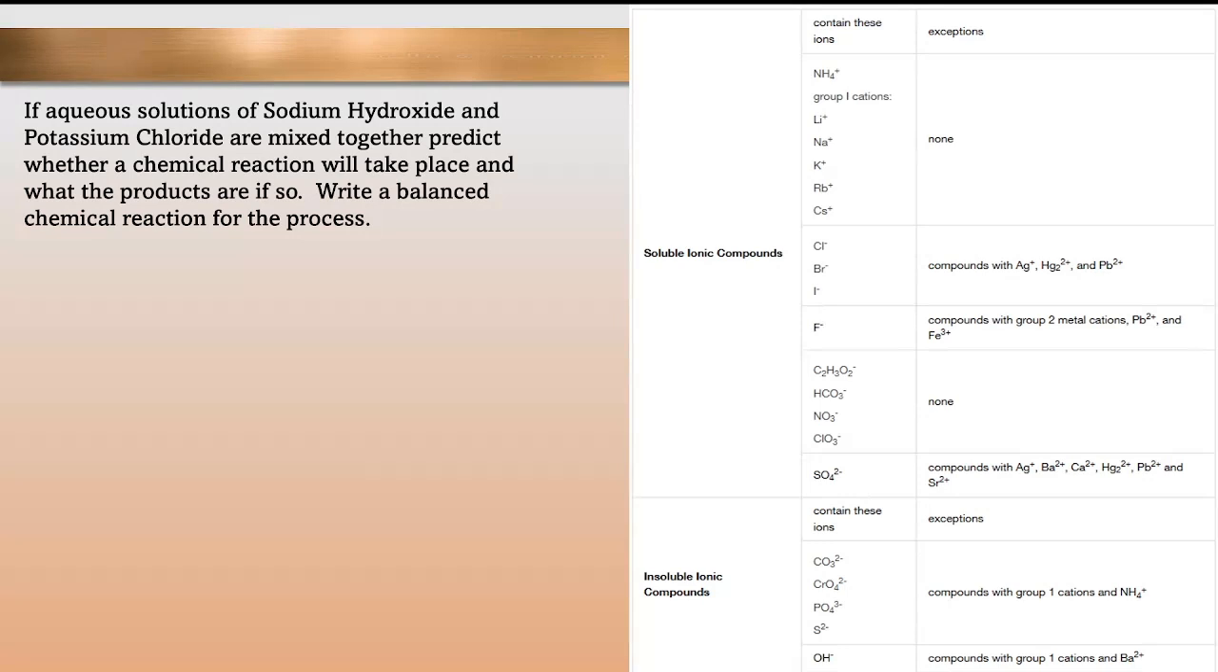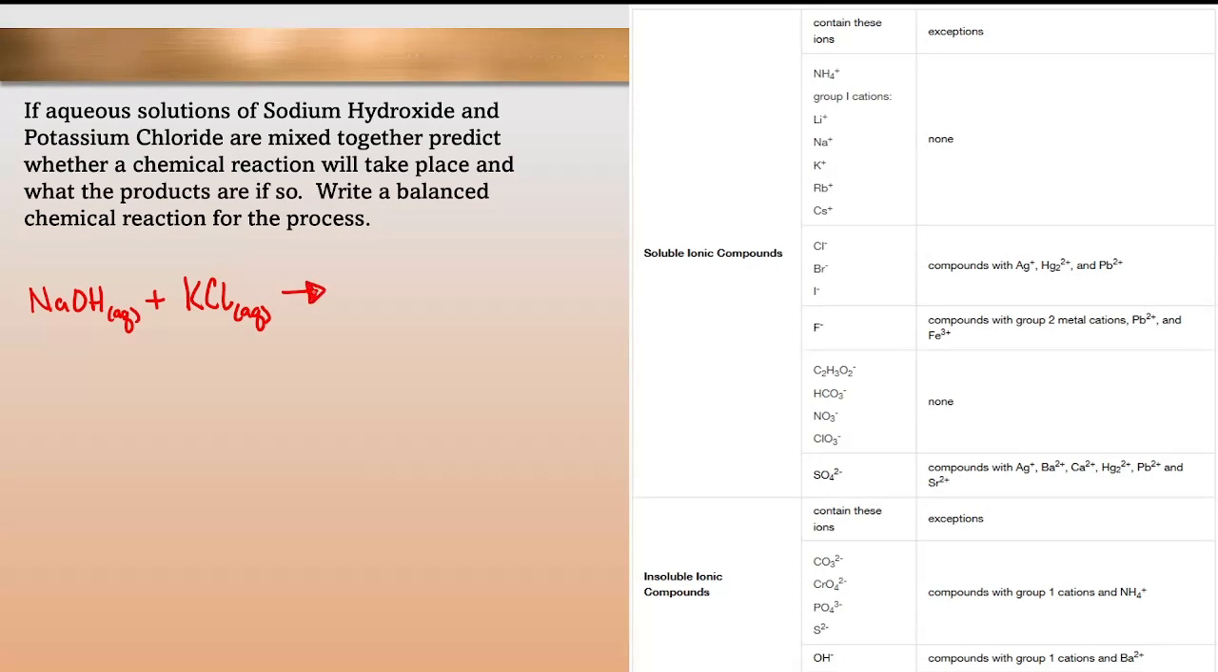Here in this last example, we read, if aqueous solutions of sodium hydroxide and potassium chloride are mixed together, predict whether a chemical reaction will take place and what the products are if so. Write a balanced chemical reaction for the process. The formula for sodium hydroxide is NaOH, and it is in aqueous solution. Plus KCl is the formula for potassium chloride. It is also in aqueous solution.